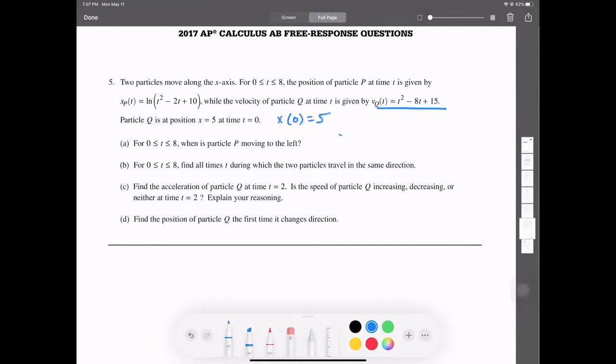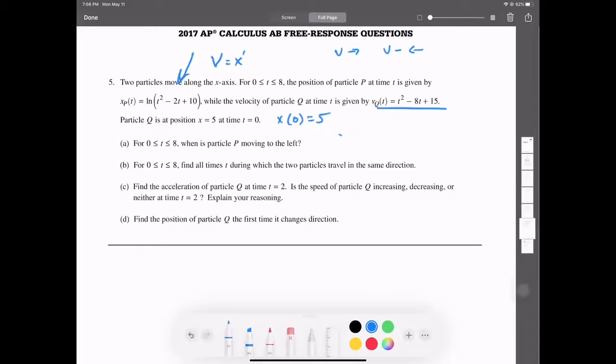Okay. So for A, between 0 and 8, when is the particle P moving to the left? If you think of positive velocity as taking me forward, then negative velocity is taking me backwards. A positive velocity means I'm gaining value. A negative velocity means I'm losing value, or losing position. So how do we find that out? Well, we just take the derivative of position. The derivative of position gives us velocity, so v would equal x prime.